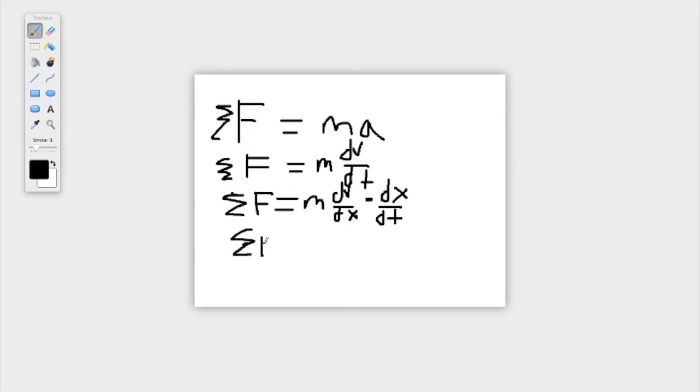So we can rewrite this as F equals m dv over dx times velocity. Then we can multiply dx on both sides, so we get sigma F dx equals mass times velocity times dv. Now you can recognize this as momentum.